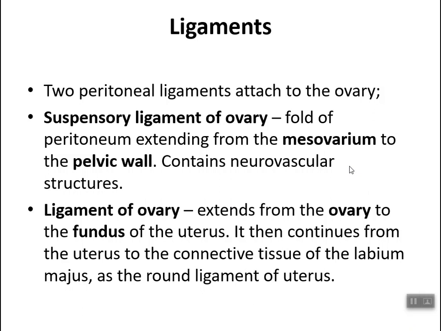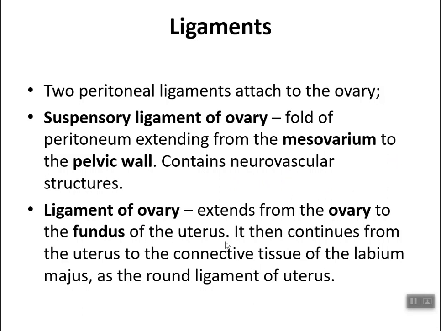The mesovarium is the portion of the broad ligament of the uterus that suspends the ovaries. The ovaries are not covered by the mesovarium but by the germinal epithelium. So the suspensory ligaments are folds of the peritoneum that extend from the broad ligament or mesovarium to the pelvic wall, and they contain neurovascular structures.